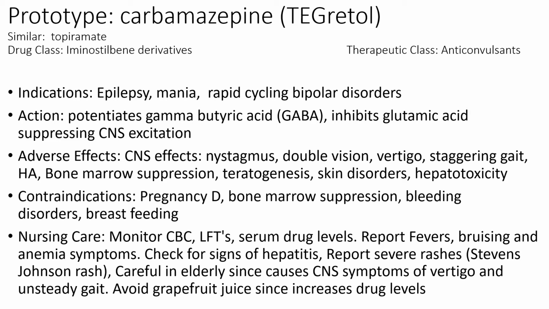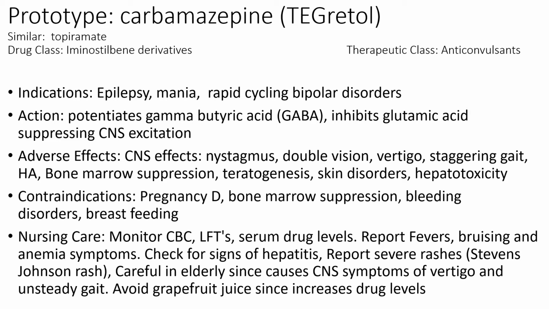So let's look at the nursing considerations. Well, a CBC will be done occasionally for checking the bone marrow. Liver function tests to check the liver. We can check serum carbamazepine levels to make sure that they're in the therapeutic range. Advising the patient about symptoms that can occur with bone marrow suppression. So fevers, bruising, bleeding gums, anemic symptoms such as weakness, shortness of breath, dizziness. They need to return and be checked.